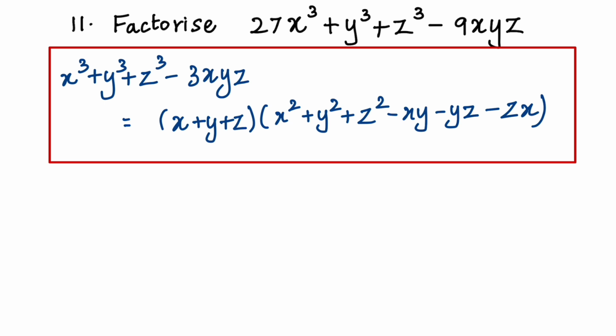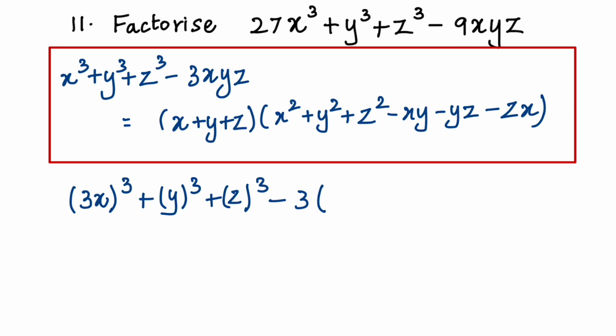Now this 27 is actually 3 cube, right? So 27x cube can be written as 3x the whole cube. And then y cube is just y the whole cube, and z cube is just z the whole cube, and minus 3xyz, right? So 3 into x here is 3x into y into z. Now it is of the form x cube plus y cube plus z cube minus 3xyz.